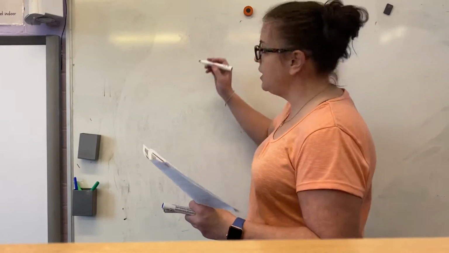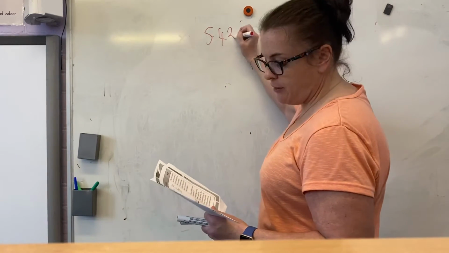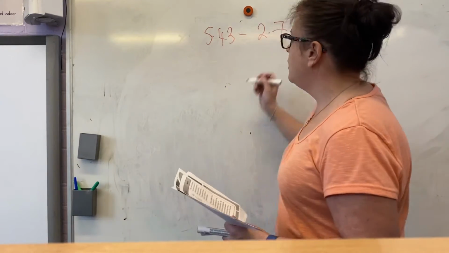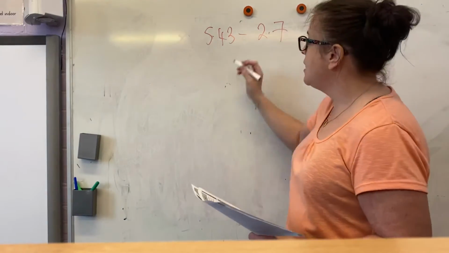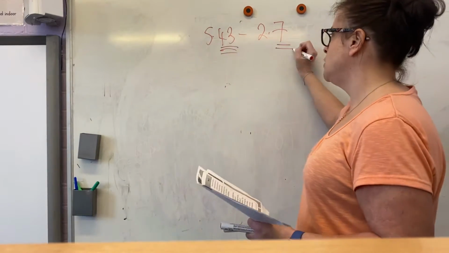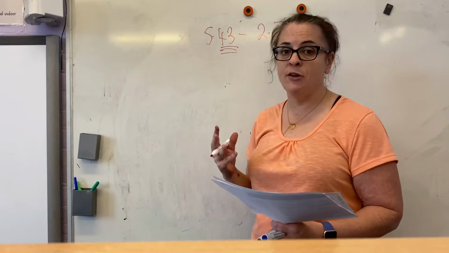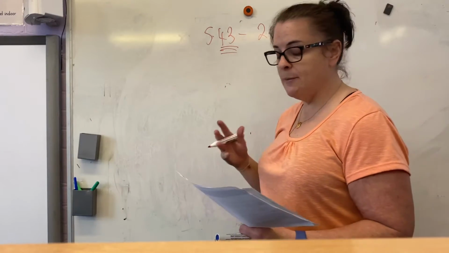So our calculation is 5.43 subtract 2.7. Now the key with this is to recognise this has got 2 decimal places, this has only got 1. So it's to be really, really careful about that because children will slip up on that.